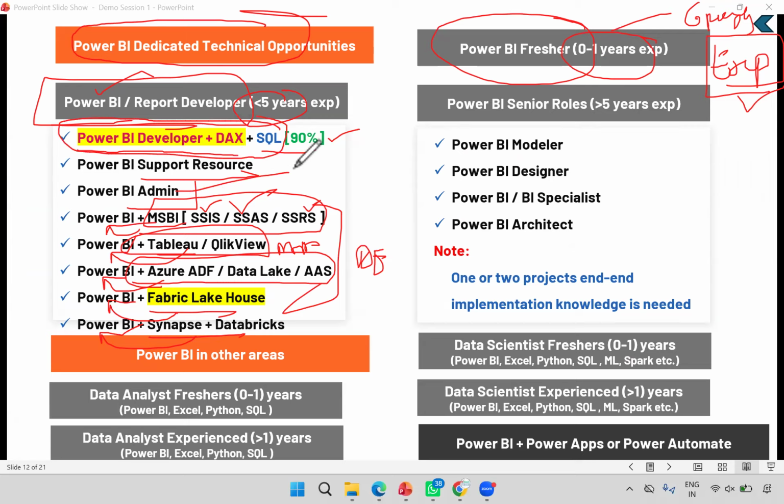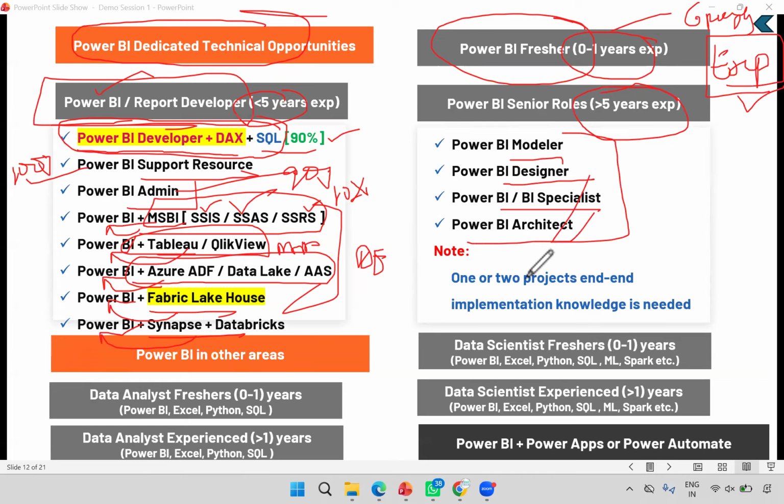And my course is 90% supported for admin, 10% not supported. Support is 100% supported, no problem. And these are for less than 5 years. Sir, I want to go above 5 years in Power BI. Yes, modeler role, designer role, specialist role, architect role, these are all available. But one or two projects of end-to-end knowledge is required to try for this. By learning alone, you cannot go. One or two projects of end-to-end knowledge is required.